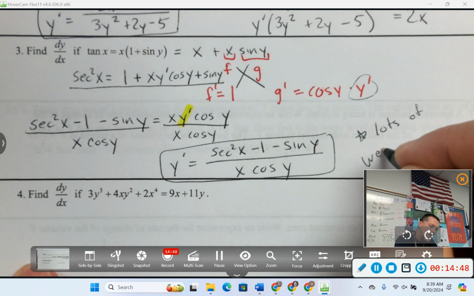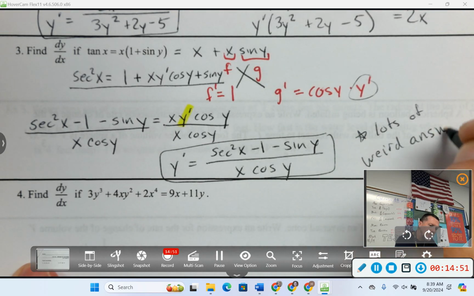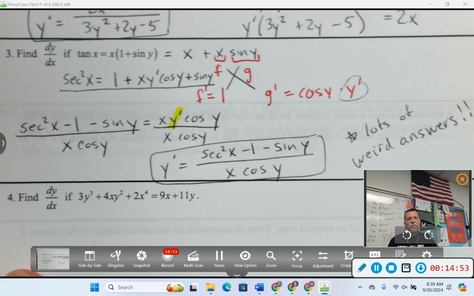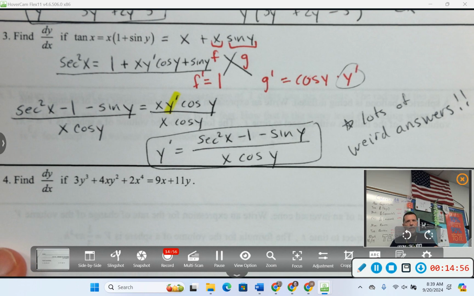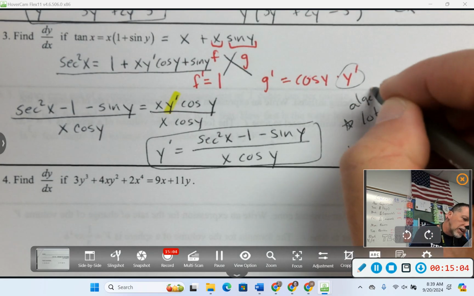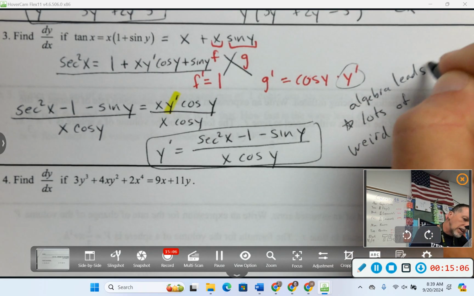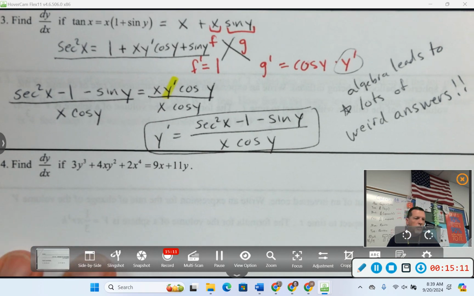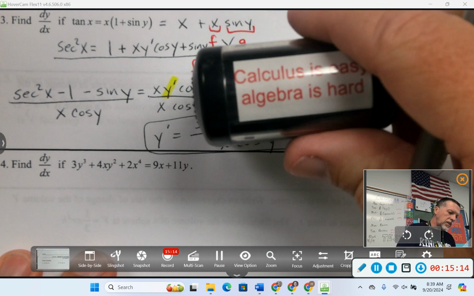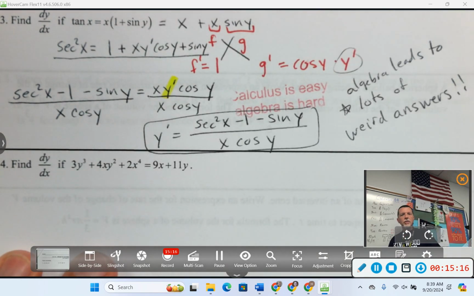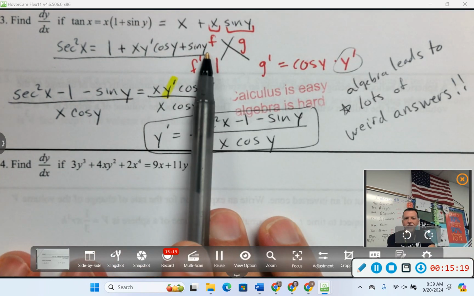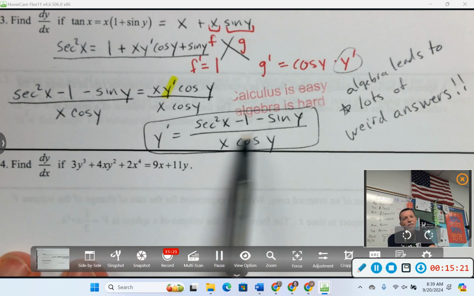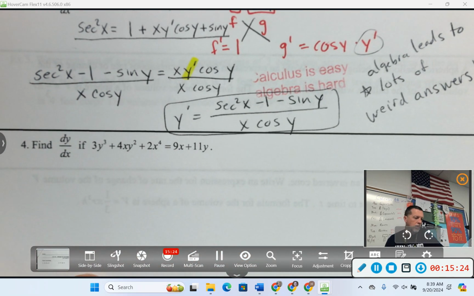May as well say it here. We get lots of weird answers when we're doing implicit differentiation. Again, the first row of derivatives isn't that hard, but then the algebra leads to lots of weird answers. So be careful. This is another one of those problems where sometimes the stamp is needed for students because they do that first line right. There's your calculus line, and then there's a couple of lines of algebra that you hopefully can get right as well.